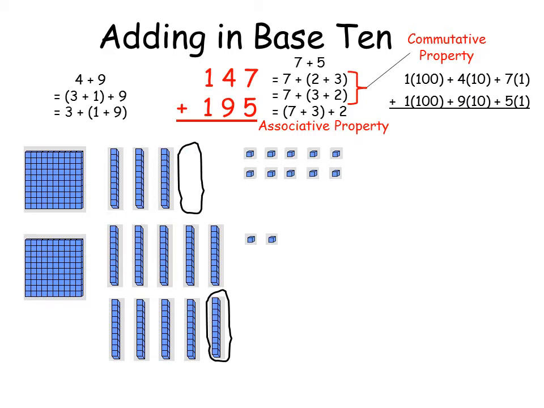And now I'm going to use the associative property to regroup that 1. Instead of adding that 1 with the 3, I want to add it with the 9 to give me my 10. So it makes my number much easier. So again, that was the associative property.